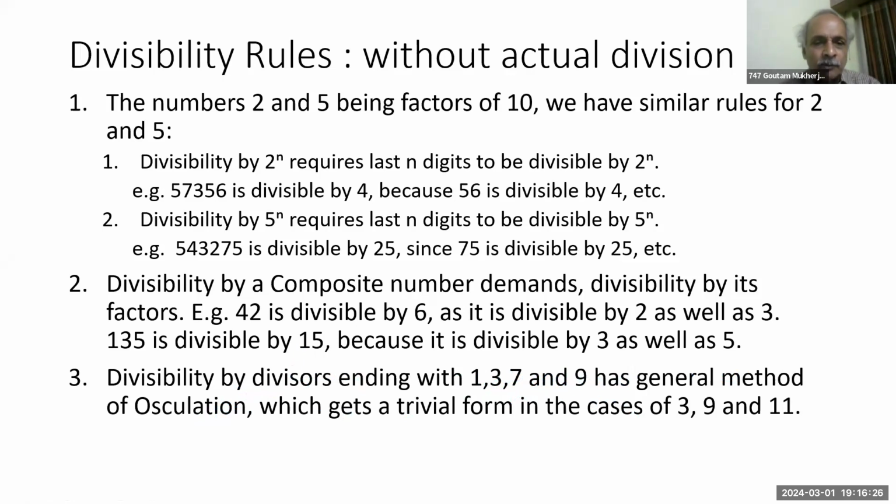Maybe that will go back for which sutra actually, but he mentioned somewhere, which gets trivial form in case of 3, 9 and 11 because there is something called osculator. The osculator is plus 1 here and minus 1 here. So you do not notice this. We didn't understand that this is from osculation method because it is so obvious.